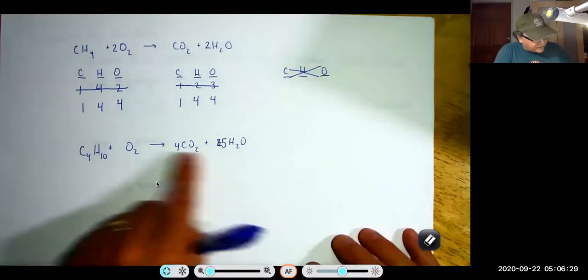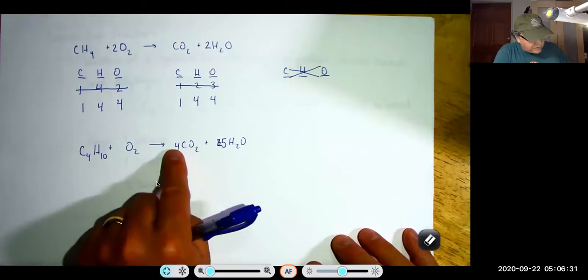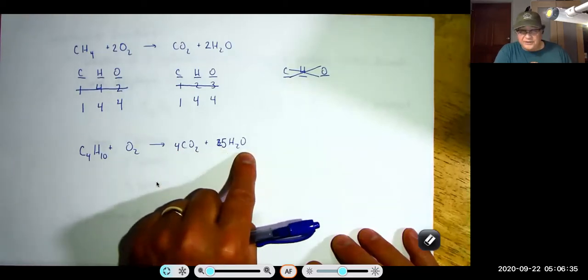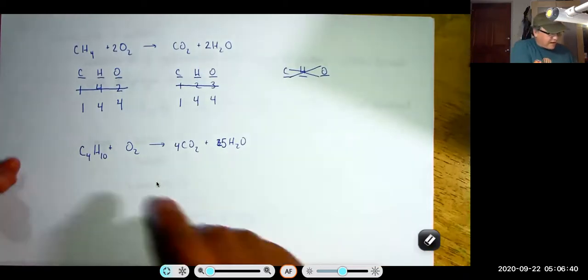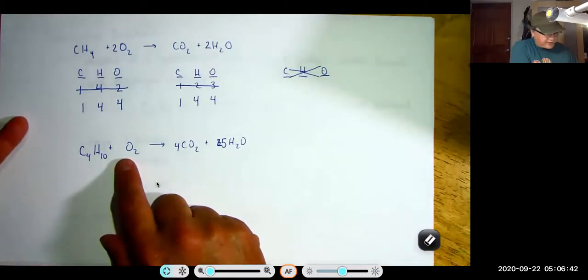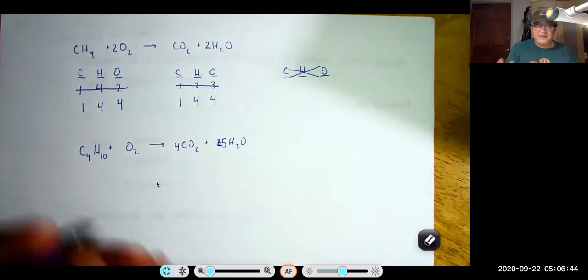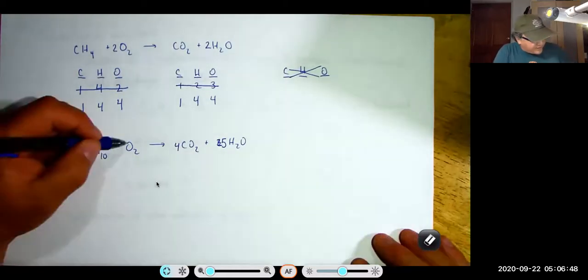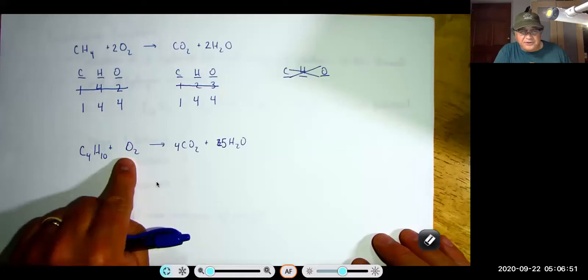When we look at the oxygens, here we have 4 times 2 is 8. 5 times 1 is 5. So 5 plus 8 is 13. Over here I have 2 oxygens. Here I have 13. What's the happy medium between those? Well, I can't get 13 oxygens when they come in 2s.